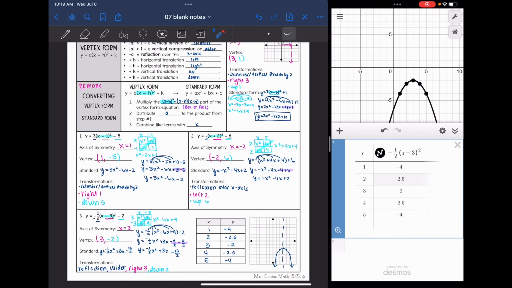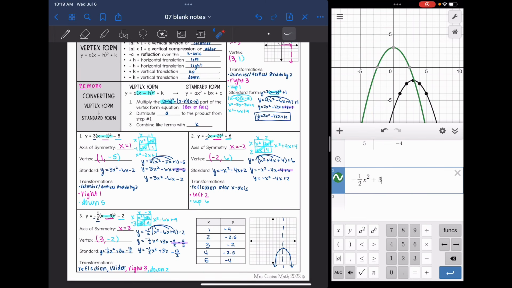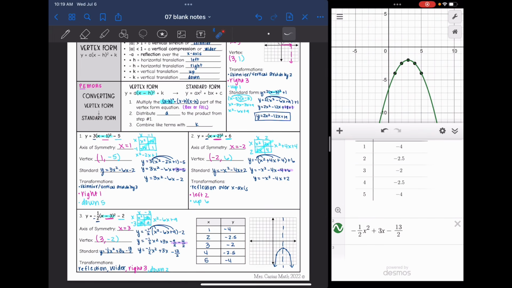The last thing that I need to check is that I converted the standard form correctly. So I'm going to put the standard form that I got into Desmos and make sure it creates that same parabola. And it does, so we did that correctly too.